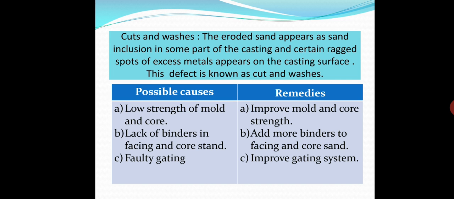Next is cuts and washes. The eroded sand appears as sand inclusion in some part of the casting, and certain ragged spots of excess metal appear on the casting surface. This defect is known as cuts and washes. A part of the molding sand is washed and mixed with the excess metal and looks like a ragged spot on the casting surface. Causes are low strength of mold and core, lack of binders in facing and core sand, and faulty gating design. To avoid this defect, we have to improve mold and core strength, add more binders to facing and core sand, and improve the gating system.